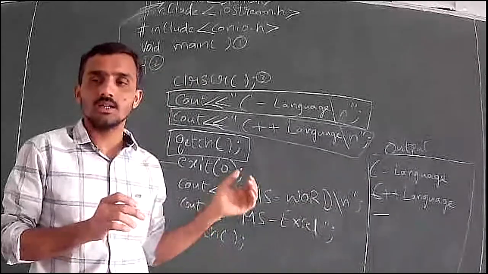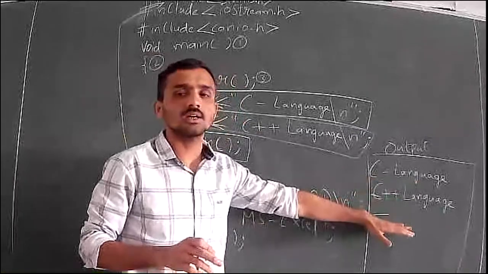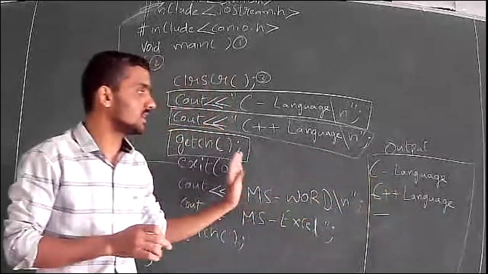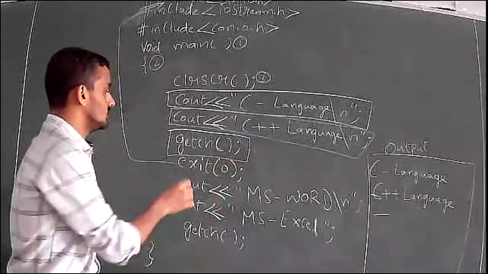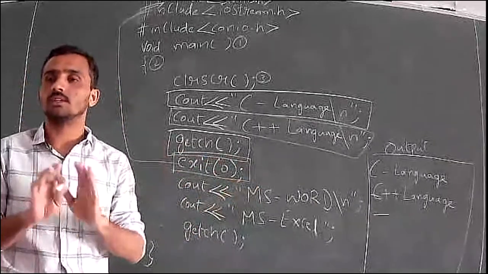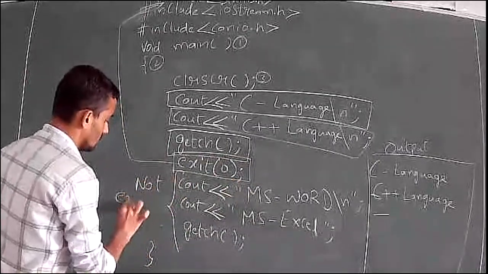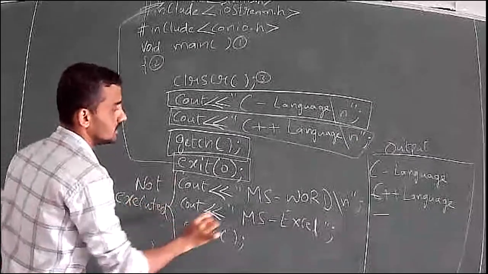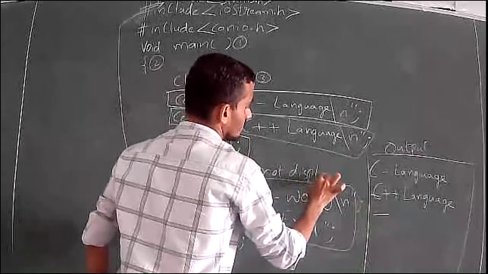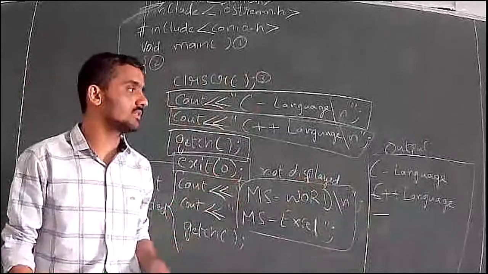Until and unless we type a character from the keyboard, the cursor will keep blinking. Once we type the character, the black screen changes to the new screen, that is the editor screen. So there is an exit function, then it will stop. That means exit means you have to stop the program. No further execution. That means these two statements are not executed. If they are not executed, these two messages are not displayed on this machine. Understood? So any doubts in this program with respect to the exit function?